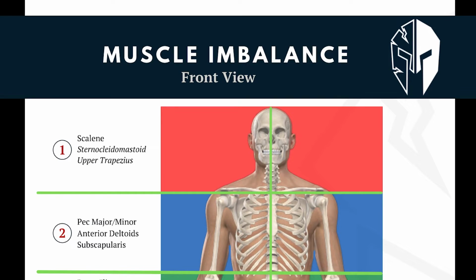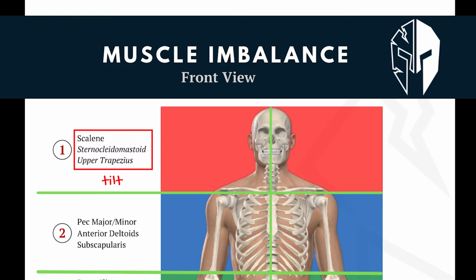Now, throughout all these PDFs, you will notice that there are some words that are italicized. In this case, in the red section, it's going to be the SCM and the upper traps. What this means is all the muscles that are italicized have special rules, and we'll be going over those special rules as we go through the muscles.